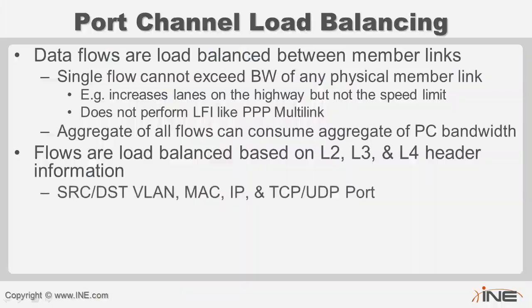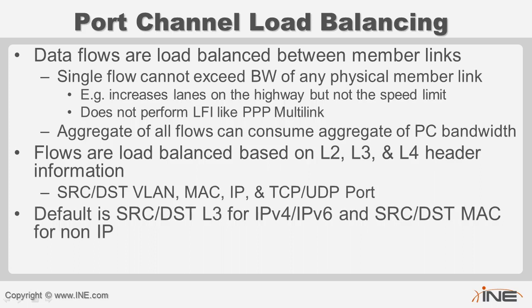So we have a couple different options here where we could look at the source and destination VLAN, the source and destination MAC address, the IP address, and the layer 4 header for the TCP and UDP ports. But the key is that the default mechanism is for IPv4 and IPv6 traffic to only look at the layer 3 header, and in the case of any non-IP traffic, we're only going to be looking at the layer 2 header.